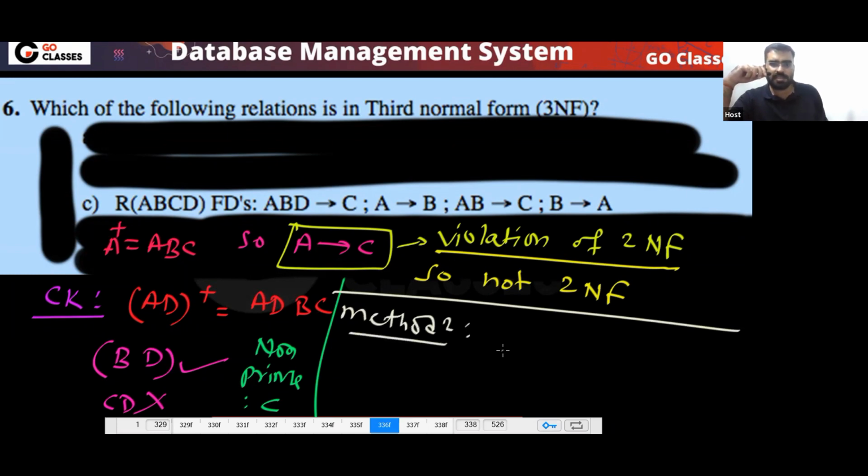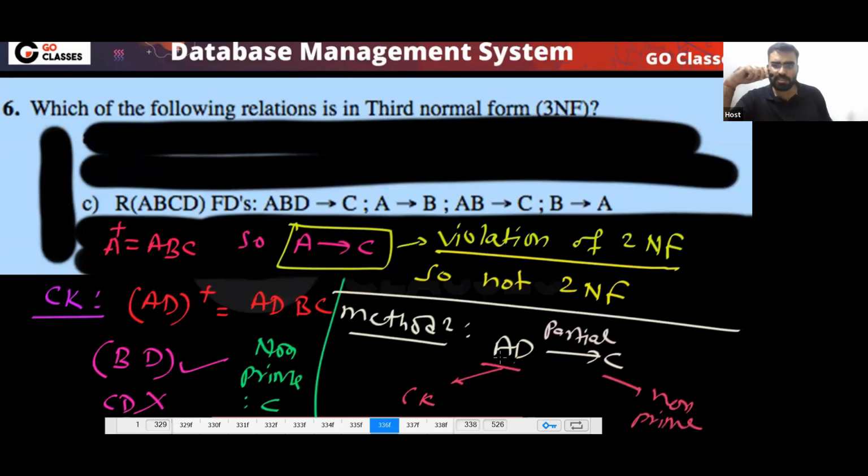Method number 2 is this: this is a candidate key, this is a non-prime attribute, and AD determines C. This is partial, because A can determine C. So you can notice that this is a partial dependency. AD is determining C. So not 2NF.